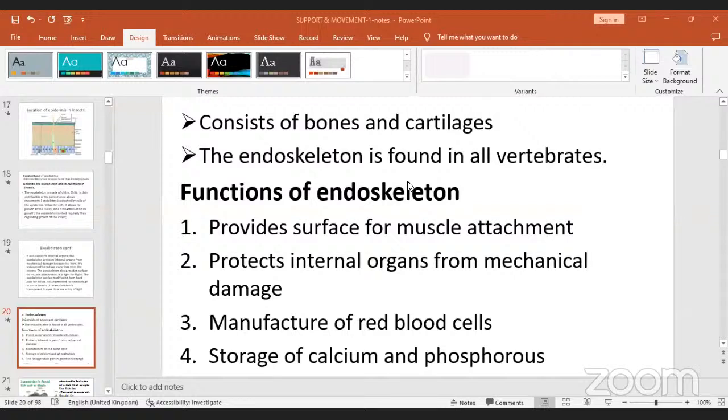Storage of calcium and phosphorus, because they are components that are used to strengthen the bones. So it is stored there. And if by any chance your bones are affected and the levels of phosphorus and calcium go down, you suffer from osteoporosis, and your bones become very light, very weak, and they can easily break.